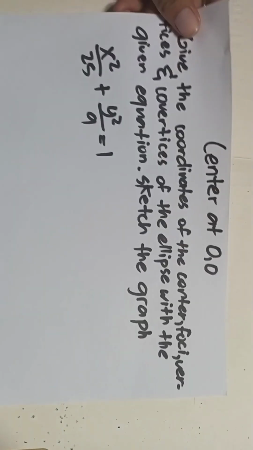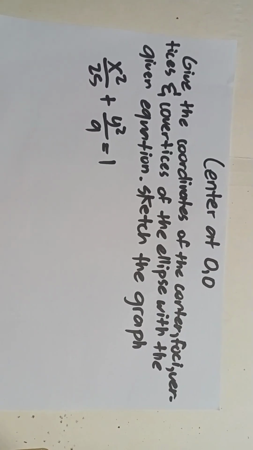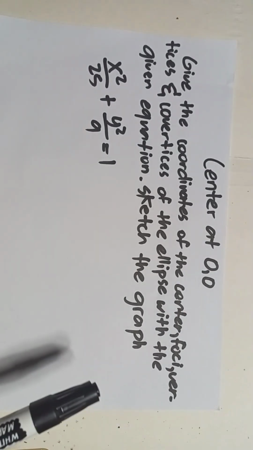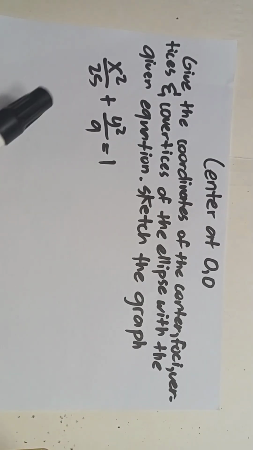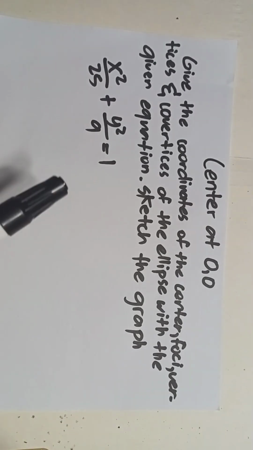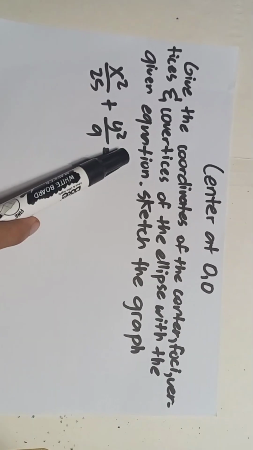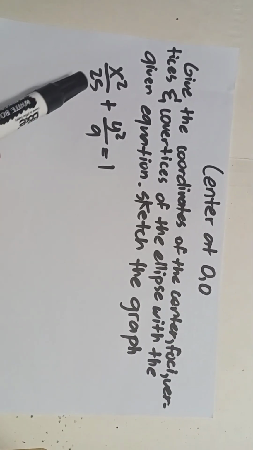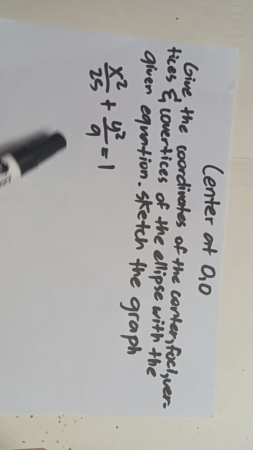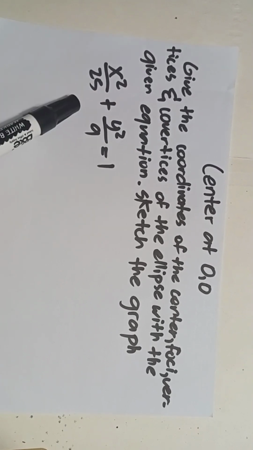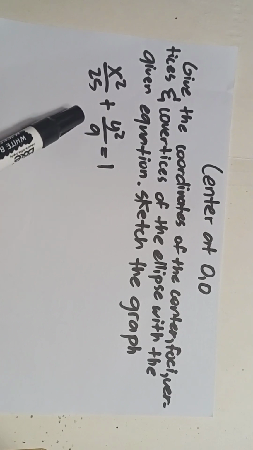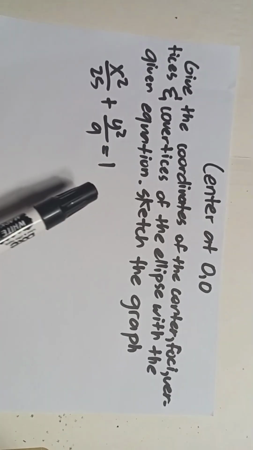So we are going to have an example where the center is at 0, 0. Give the coordinates of the center, foci, vertices, and co-vertices of the ellipse with the given equation. Sketch the graph. Our example is x squared over 25 plus y squared over 9 equals 1.